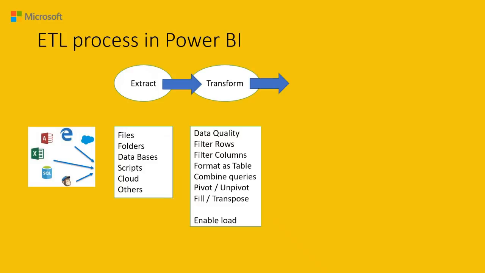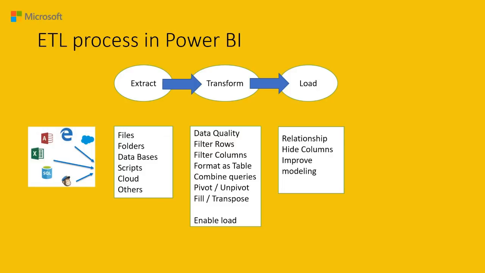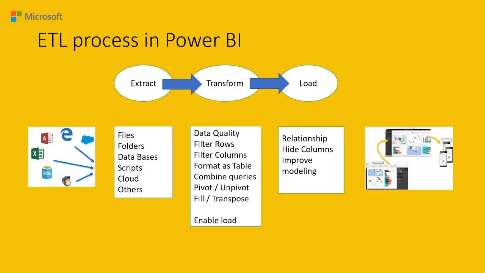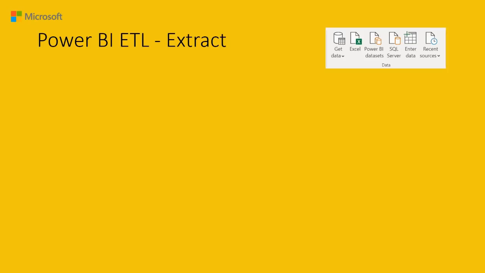After that, Power BI is able to load data into the data model, creating relationships between loaded tables. Then it is our goal to refine the model, hiding columns and fixing relationships in case it is necessary. As soon as we finish all the ETL and modeling tasks, we are ready to start developing reports and dashboards in Power BI Desktop, Power BI Service, and Power BI Mobile. Okay, let's start looking at the ETL process in Power BI step by step.